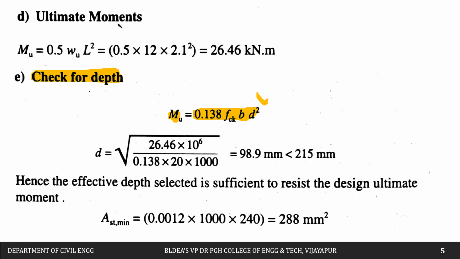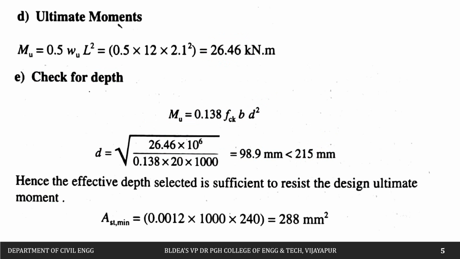So therefore depth D required will be equal to Mu divided by 0.138 fck B. Here we are going to take B as 1000, because we are considering this as a slab section of 1 meter and we are designing. So fck is 20, and 0.138 divided by Mu. If we calculate, D required will be 98.9 mm, which is less than the 215 mm which we have provided. So therefore the depth we have provided is sufficient to resist the design ultimate moment.